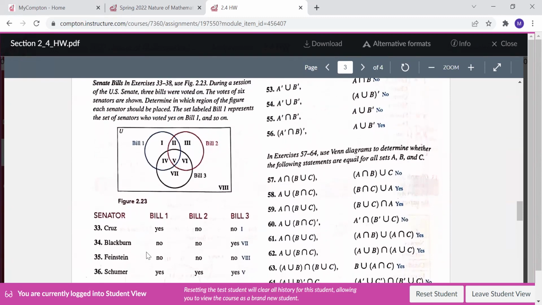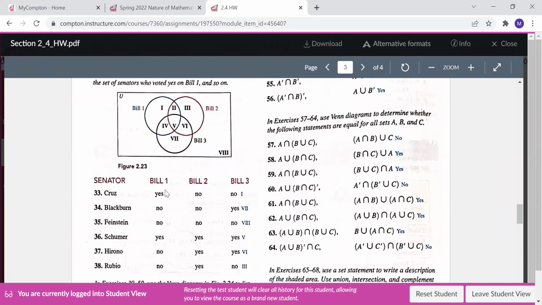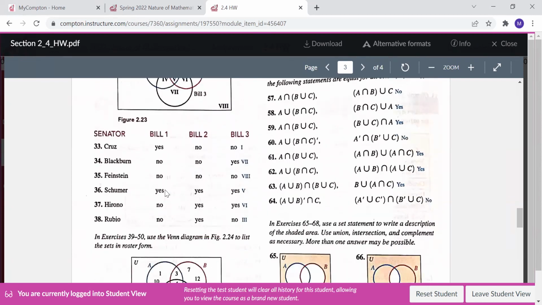Anyway, so if it's no, no, no, what region should it be in? She's going to be in the universal region, region 8, because she's not in any of the 3 circles. So that's pretty much it.